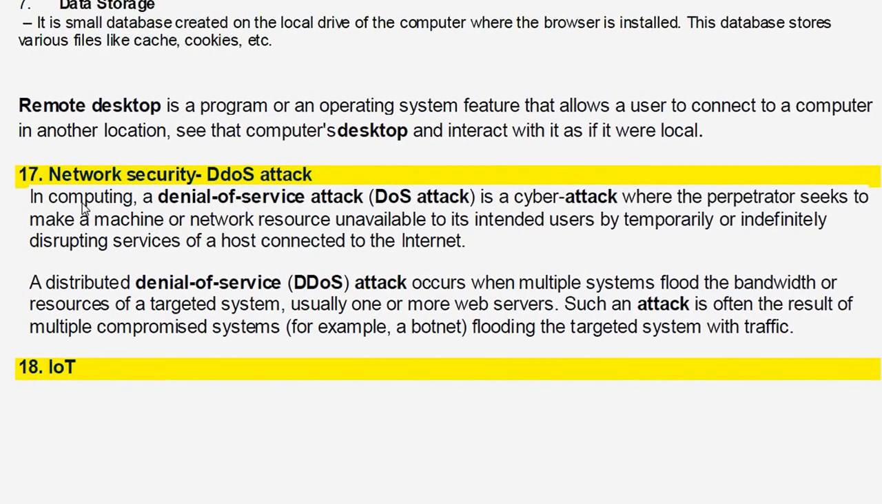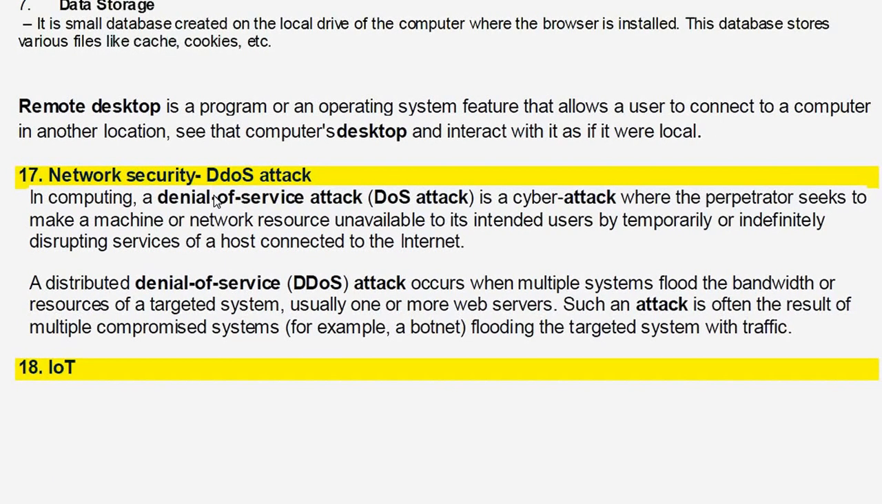And next is, what is network security and what is a DDoS attack? To answer this question, first we need to understand what a DDoS attack is. DDoS is a cyber attack where the perpetrator seeks to make a machine or resource unavailable for its intended user by temporarily or indefinitely interrupting services of a host connected to the internet.